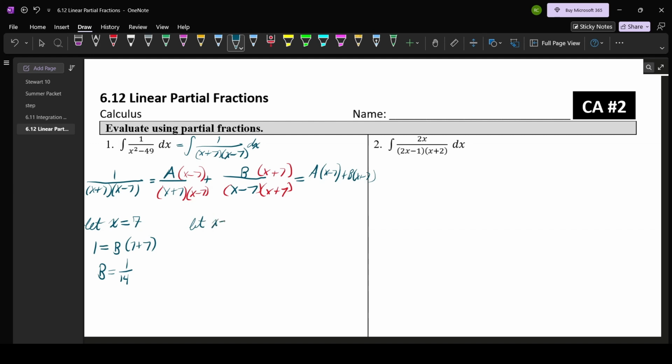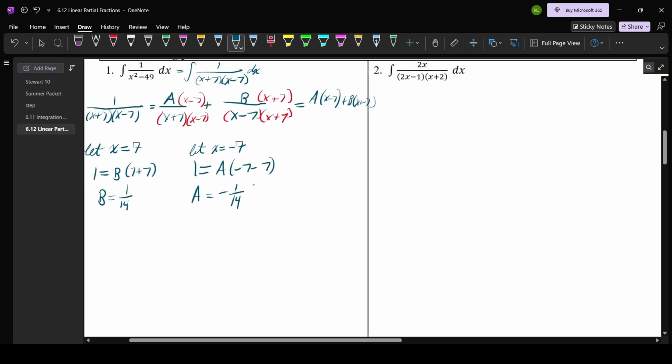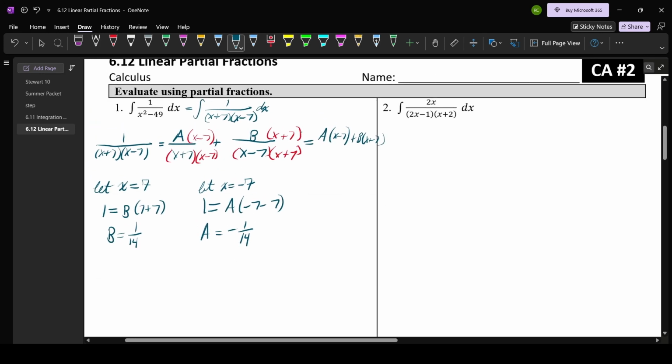So let x equal -7, then 1 equals a times -7 minus 7, and plus, well, the b term cancels out, so we're left with a is negative 1/14. Okay, so that means that we can rewrite this integral as the sum of two separate integrals because we now know what a and b are. So I'll write that up here in green.